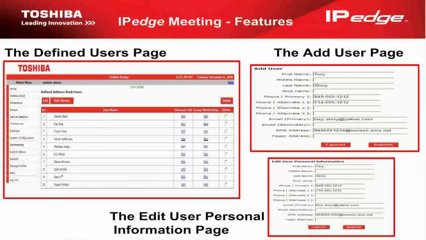The Defined Users page lists any users that have been previously defined. The Add User page allows the user to enter user personal and contact information. And the Edit User Personal Information page allows the user to change their personal and contact information.